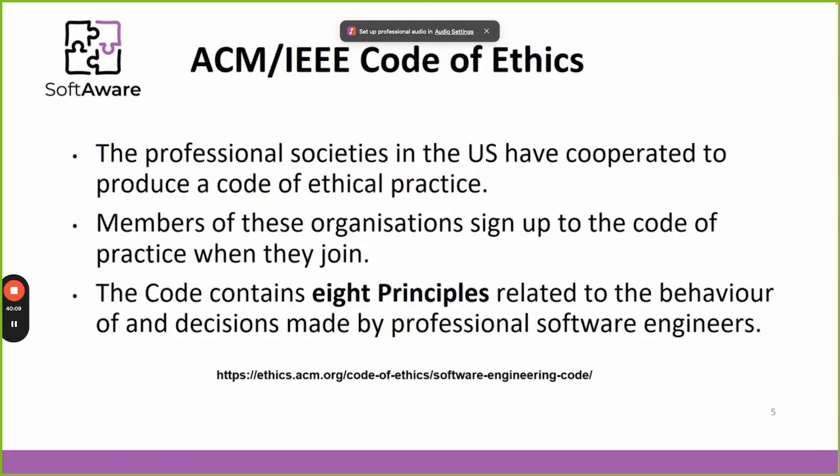That's why ACM, or the Association of Computing Machinery, and IEEE, or Institute of Electrical and Electronics Engineering, jointly created the Code of 8 Ethical Principles. They are related to the behavior of professional software engineers in decision-making that includes other people, for example, practitioners, educators, managers, supervisors, and policymakers, as well as trainees and students.